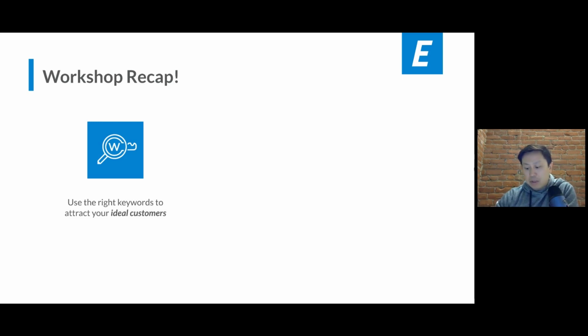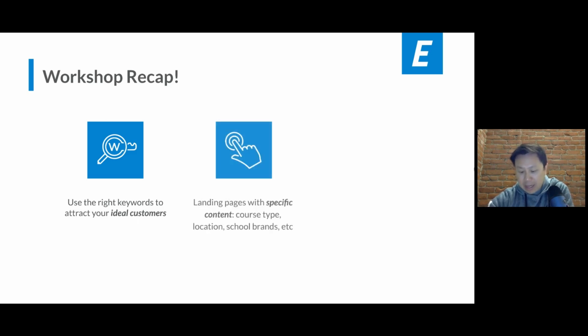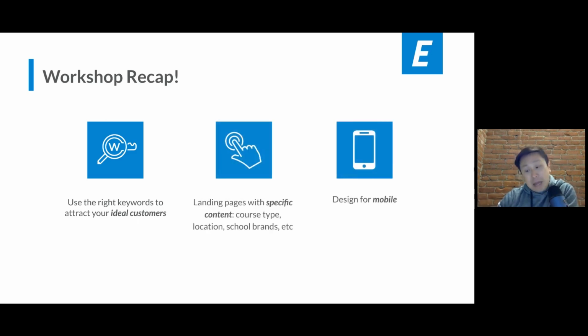In the recap, last workshop, we focused on some best practices for an education agency website. We learned about bounce rate and a call to action. High bounce rates are bad. Visitors visit one page and they leave. Without a proper call to action, your website will not stand a chance to convert the visitors, right? So what we concluded was, one, use the right keywords to attract the ideal customers for your website. Number two, landing pages with specific content: course type, location, school brands. This allows you to create many email campaigns and marketing campaigns on your social media that point visitors to specific pages on your website. So landing pages with specific content are very important.